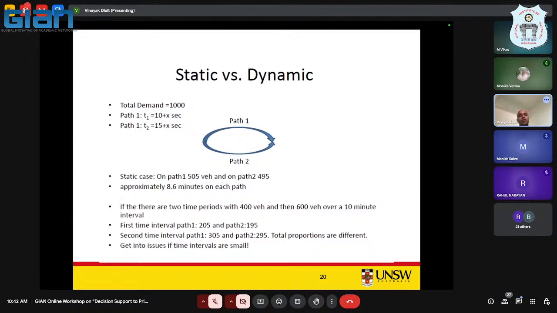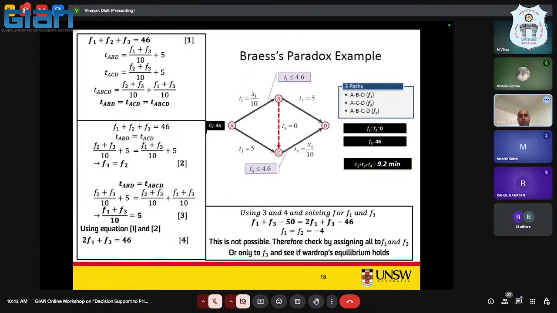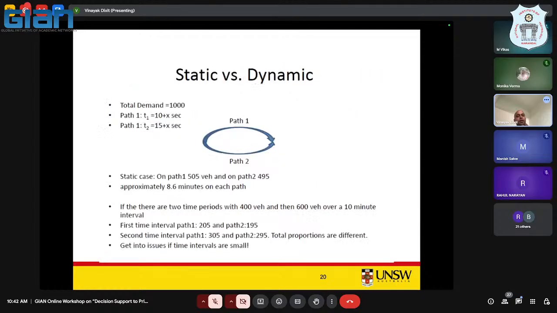So if we looked at this, we had 46 people going, and every one of these 46 would experience the same travel time of 4.6, irrespective of when they join the queue. Correct? But usually the last one experiences the most congestion. So that is what dynamic assignment tries to take care of.